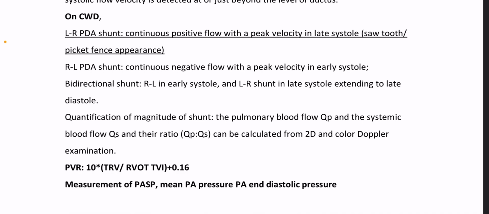Quantification of magnitude of shunt. The pulmonary blood flow QP and the systemic blood flow QS and their ratio QP/QS can be calculated from 2D and colored Doppler examination. PVR, pulmonary vascular resistance, equals 10 times TRV divided by RVOT TVI plus 0.16. Measurement of pulmonary arterial systolic pressure, mean pulmonary artery pressure, pulmonary artery diastolic pressure.